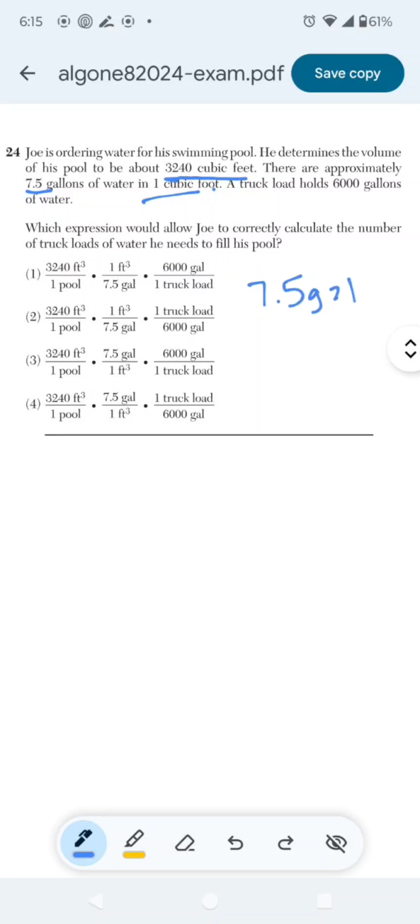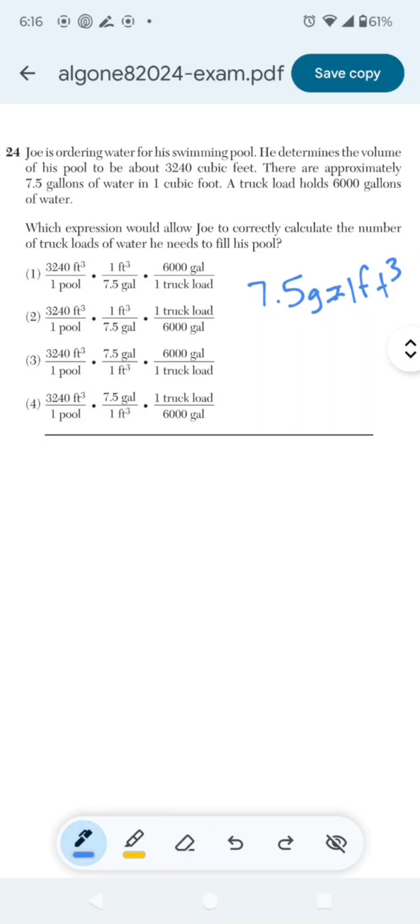7.5 gallons in 1 cubic foot. And then it says that the truck holds 6,000 gallons. So one truck is going to hold 6,000 gallons. And it's asking us to fill out how many trucks of water we are going to need.